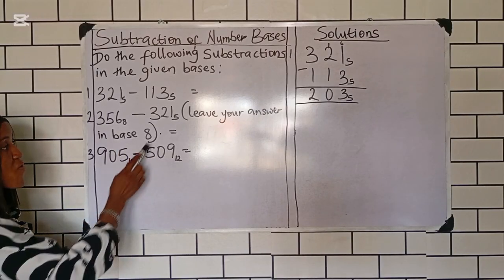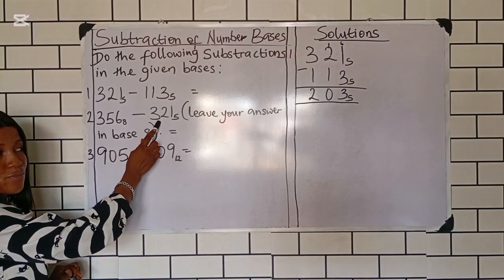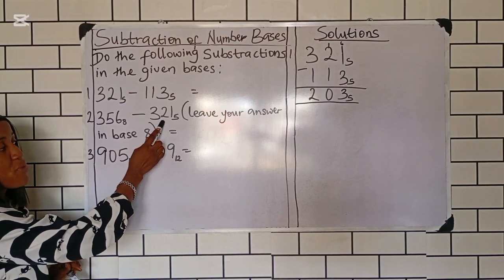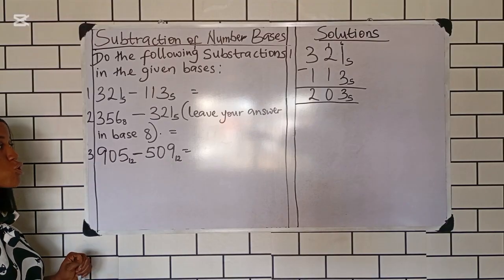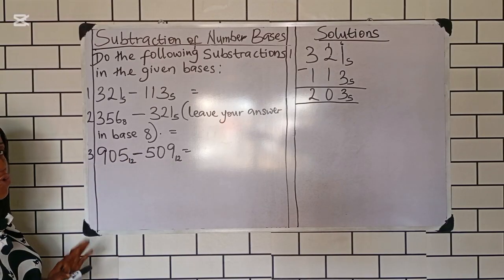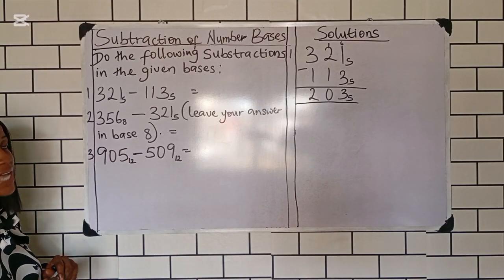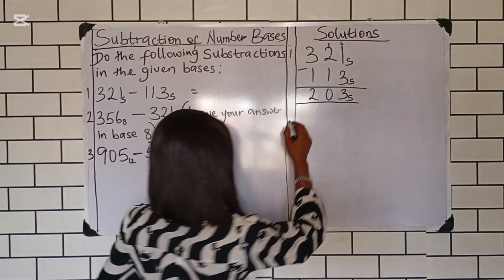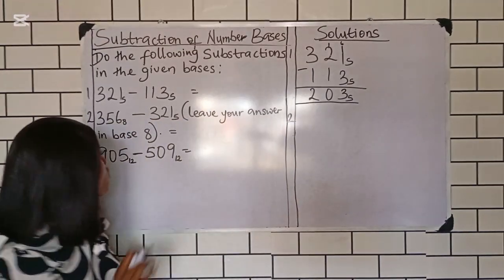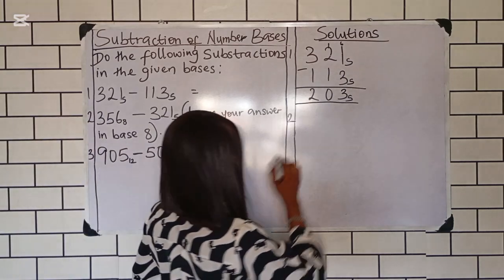We first of all convert this one to base 10. This 3, 2, 1 that is given in base 5, we convert it to base 10. From base 10, you convert it back to base 8. Then do your subtraction in base 8 and leave your answer in base 8. Now, number 2, converting 3, 2, 1 to base 10.